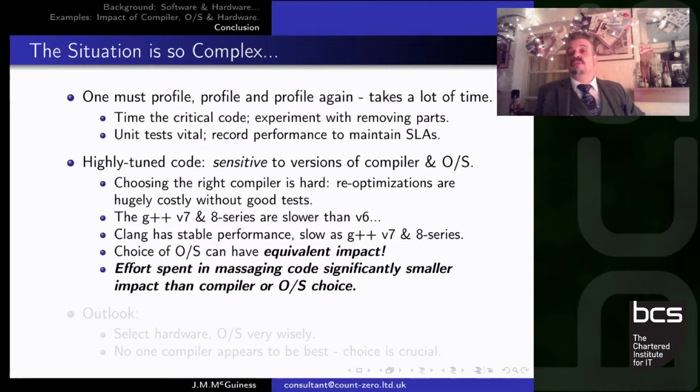Clang has stable performance, but the problem is the performance of its generated code is potentially slower than GCC 7 and 8. And the choice of the operating system can have an equivalent impact to the choice of the compiler and the choice of the hardware.